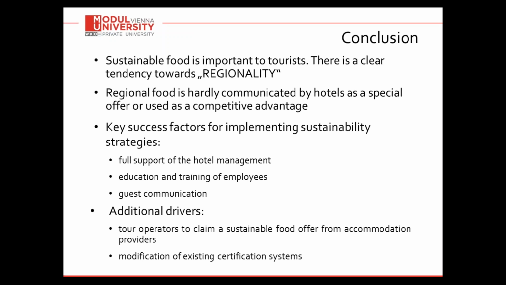Conclusion: sustainable food is very important to tourists. You could see that especially there is a tendency towards regionality, but this regional food is hardly communicated by the hotels, and this is a chance to really gain a competitive advantage. The key success factors for implementing sustainability are full support of the hotel management, education and training of employees, and guest communication. Additional drivers can be tour operators who claim a more sustainable food offer from their contracted hotels, and also modification of existing certification schemes when introducing sustainable food criteria.